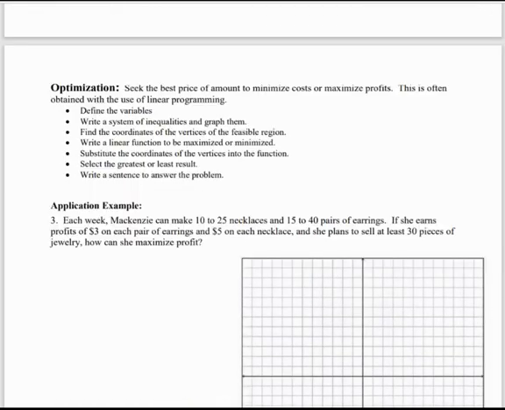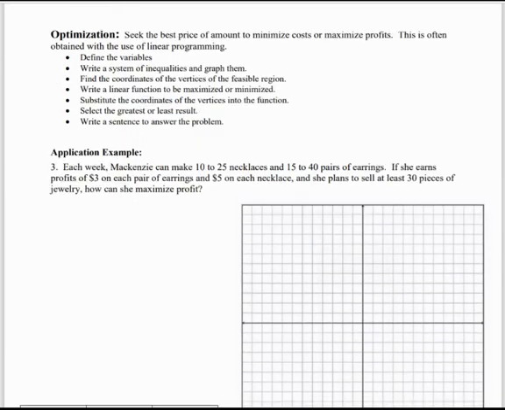Now let's look at a real life situation. Okay, so with our real life situation here, it says that optimization is that we need to seek the best price or amount to minimize costs and maximize profit. So our whole goal as a business is to maximize our profits. This is often obtained using linear programming.